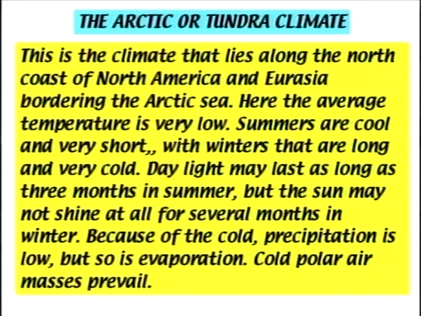Daylight may last as long as 3 months in summer, but the sun may not shine at all for several months in winter. Because of the cold, precipitation in this area is very low, but so is evaporation. The cold polar air masses prevail in this particular climatic environment.